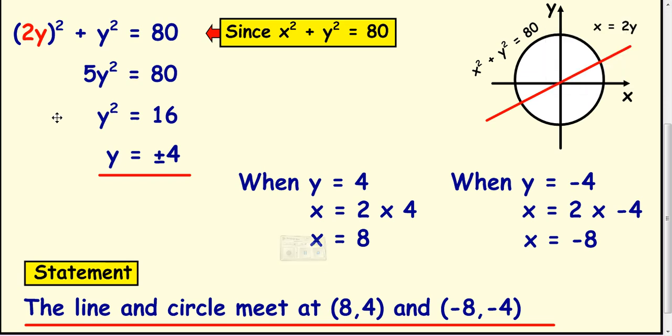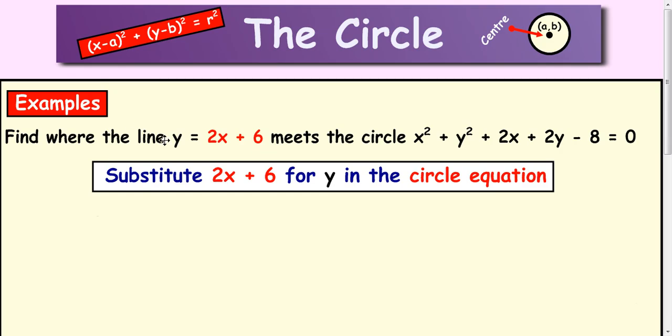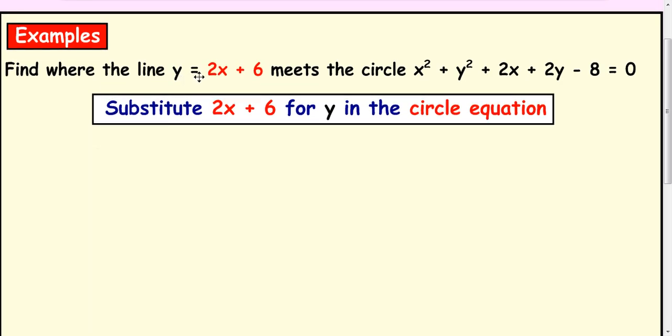Okay, time for one more. We'll do this last equation here. Find where the line y equals 2x plus 6 meets the circle in expanded form. So this is just a bit trickier in that we've got more than one term here. We've got 2x plus 6. So you need to put 2x plus 6 here and 2x plus 6 there.